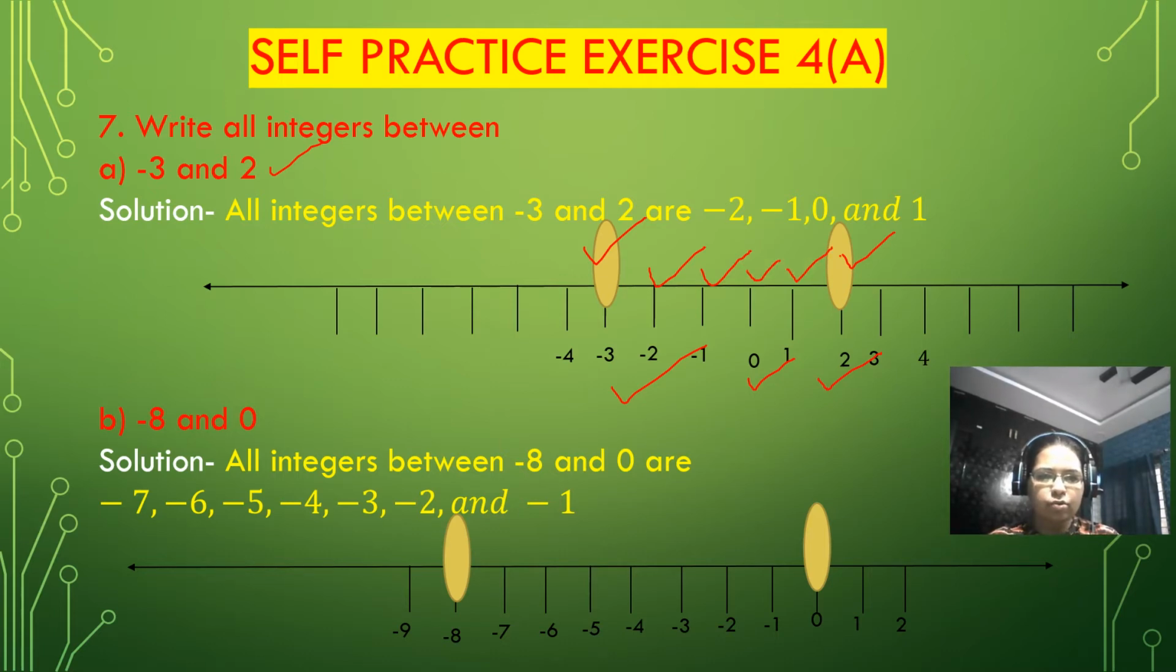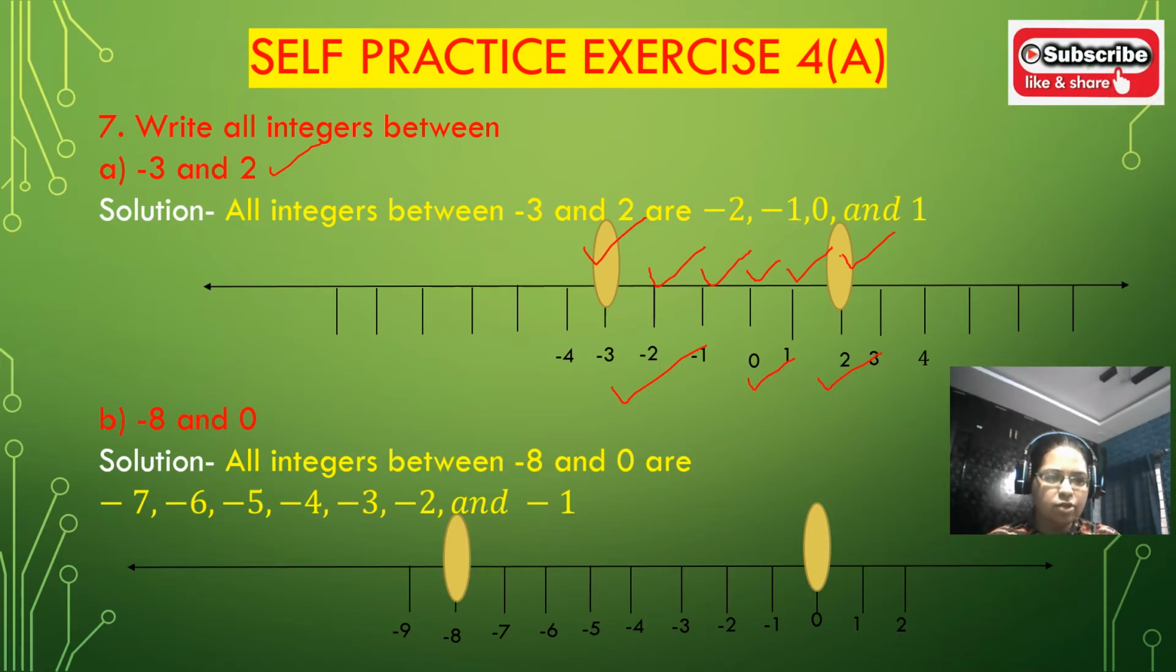Between -3 and 2 the integers are -2, -1, 0 and 1. These are the integers between -3 and 2. Second bit, -8 and 0. We can represent -8 and 0 on a number line.